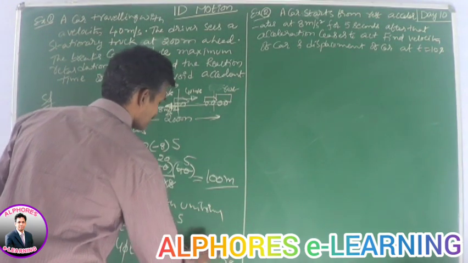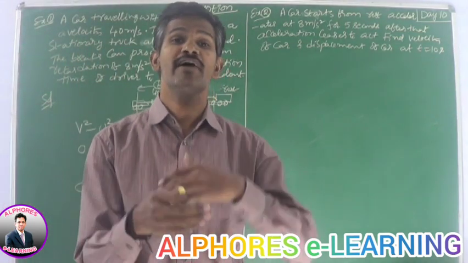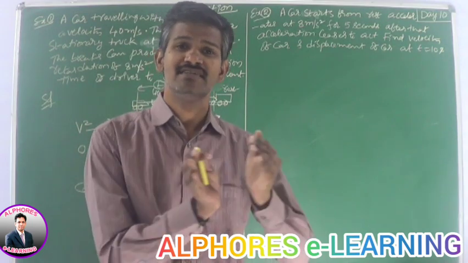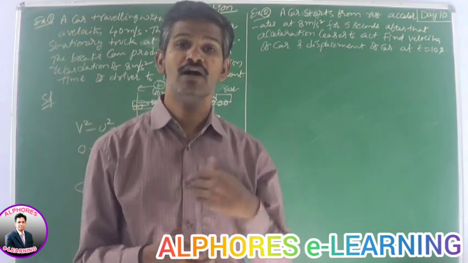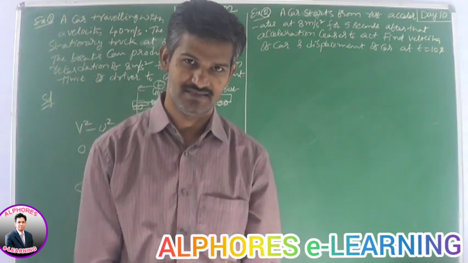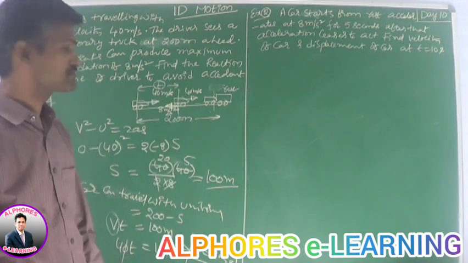So if this driver applies brakes 2.5 seconds after seeing the truck, then only will the accident not take place. If he does not respond within 2.5 seconds, then the accident must have taken place. This is the problem, a very interesting problem. It is important for mains.